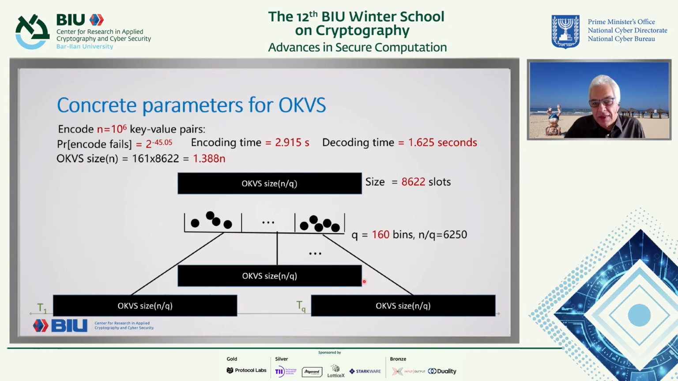And based on a theorem, just analyzing what's the probability of 2 of them failing, we get that the failure probability for the entire system is 2 to the minus 45. Okay? And the encoding is very efficient, and the total size is 1.388 times n. So overall, we get something which is linear, and it's very close to n. And we can experimentally verify a very small failure probability, even though we can just work with a laptop and verify this. So this is the amplification of the failure probability.